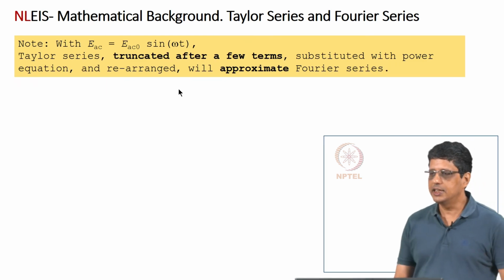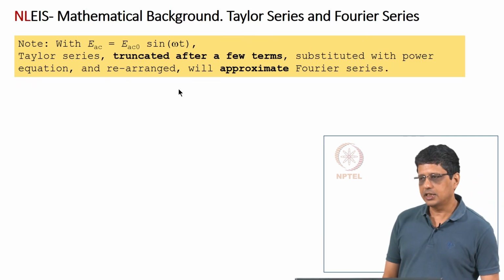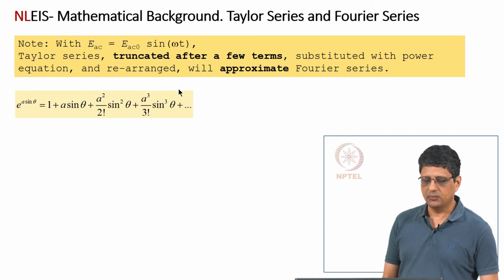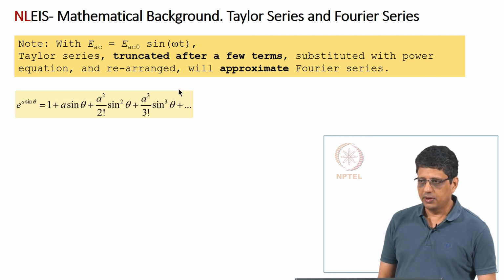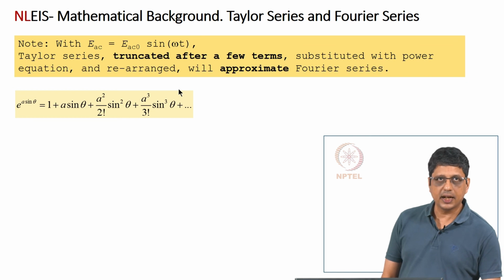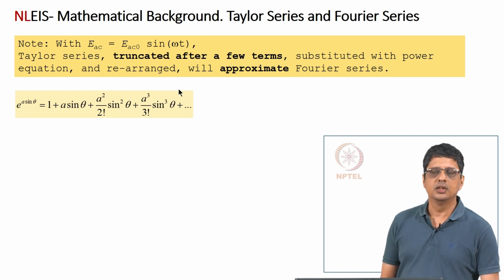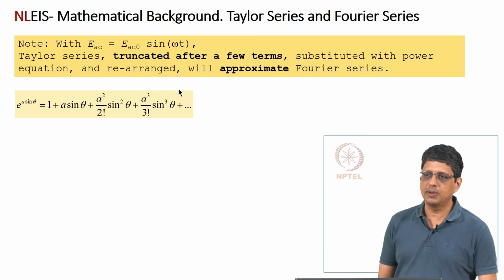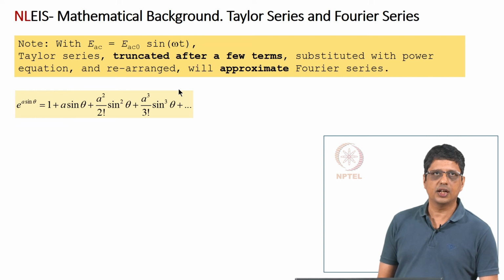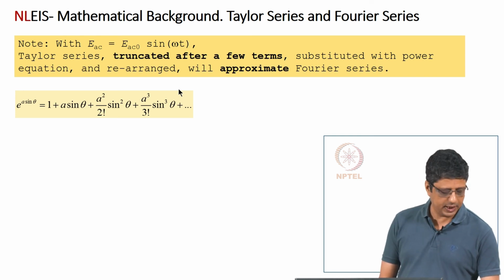If the Taylor series is truncated after a few terms, then substituted with the power law and rearranged, what you would get is an approximation for the Fourier series. Take an example of the exponential e^(a sin theta). I can write it in Taylor series: e^x is 1 plus x, x squared by 2 factorial, x cubed by 3 factorial and so on. Here I have truncated it after 4 terms. So, I have 1 plus a sin theta, a squared sin squared theta by 2 factorial, a cubed by 3 factorial sin cubed theta.